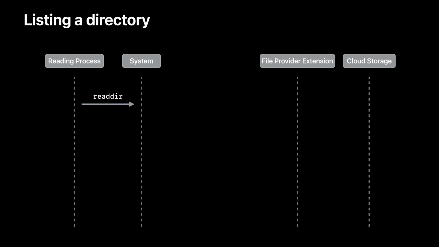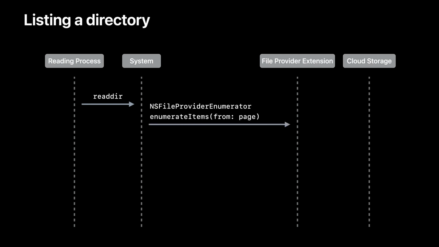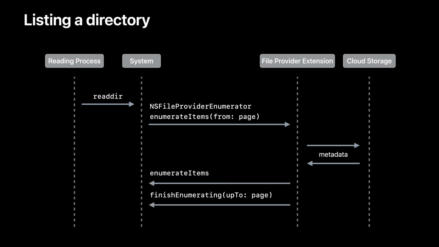Enumerating a directory works very similarly. The kernel detects a reader call and pauses it. It calls your extension to enumerate the items in that directory. You fetch the metadata for these items from your server, and you reply with a number of items.